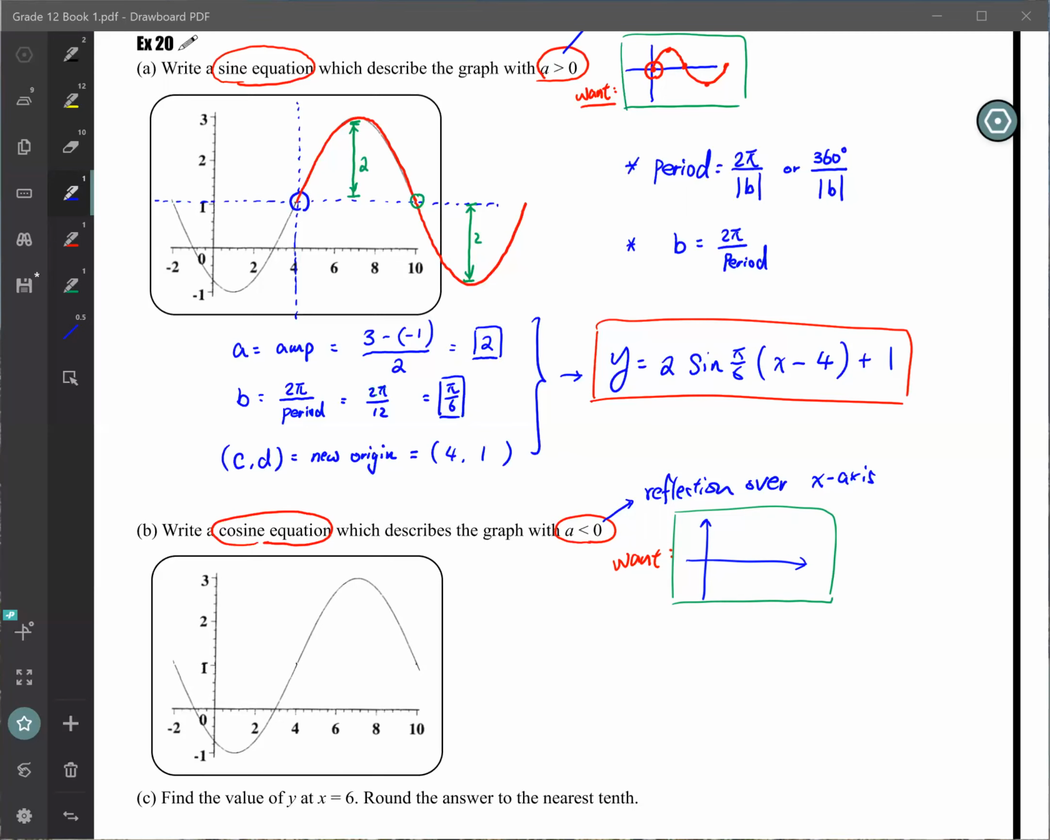We are looking for a cosine that has a reflection. Cosine with a less than 0.